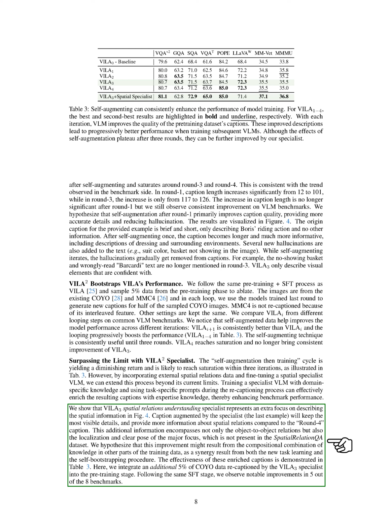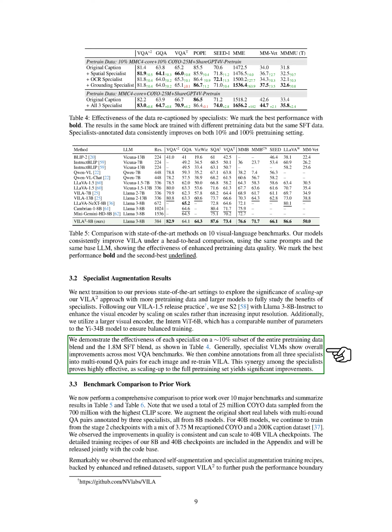We also employ a larger visual encoder, the InternViT-6B, which has a similar number of parameters to the Yi-34B model, ensuring balanced training. We showcase the effectiveness of each specialist on a roughly 10% subset of the entire pre-training data mix and the 1.8 million SFT blend, as illustrated in our tables. Overall, we find that specialist visual language models show improvements across most visual question answering benchmarks.